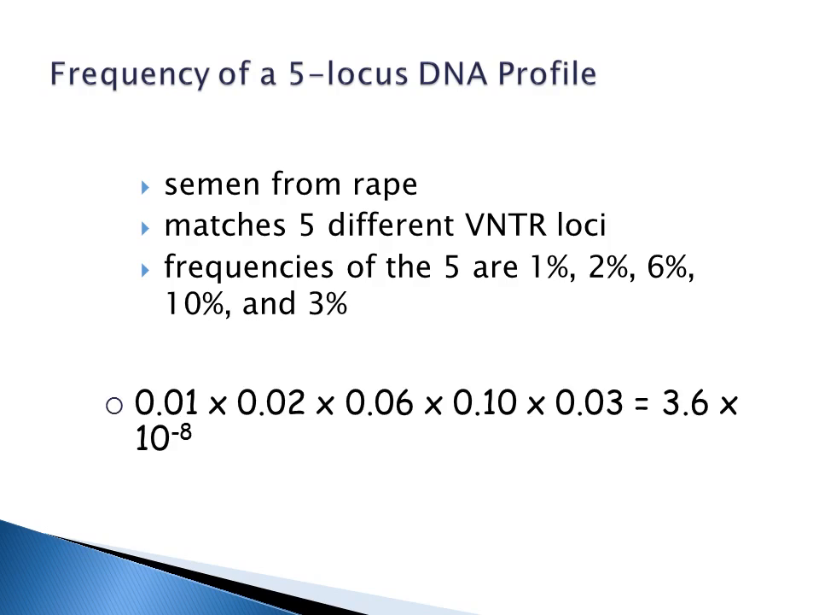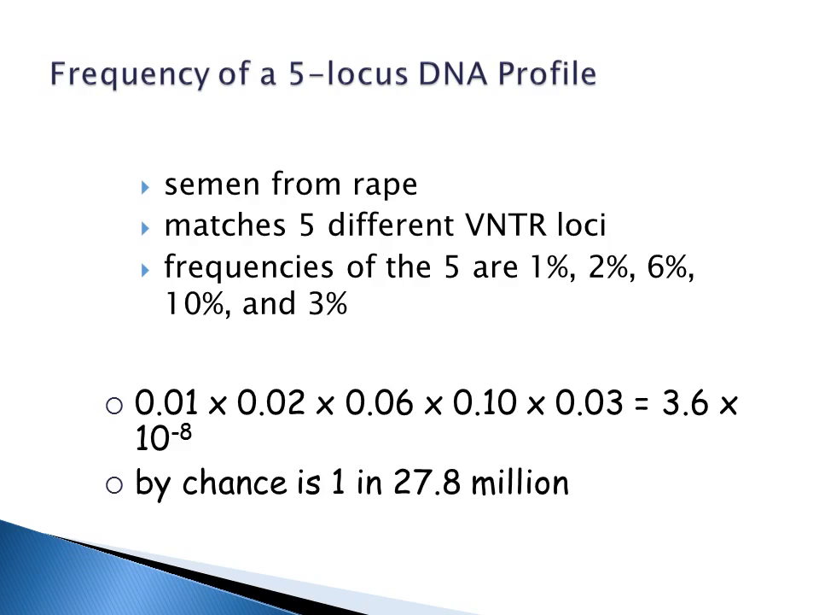So if you take these percentages and multiply all of them, 0.01 times 0.02 times 0.06 times 0.1, you get a frequency of 3.6 times 10 to the minus 8, which means that by chance there is 1 out of 27.8 million individuals that have that exact genotype at these 5 different loci.